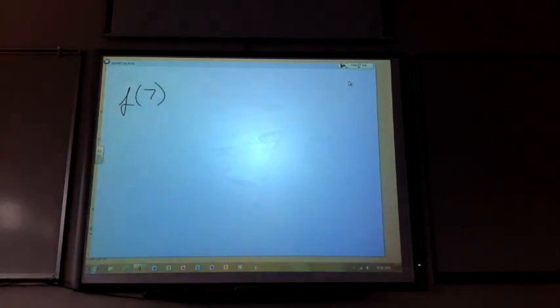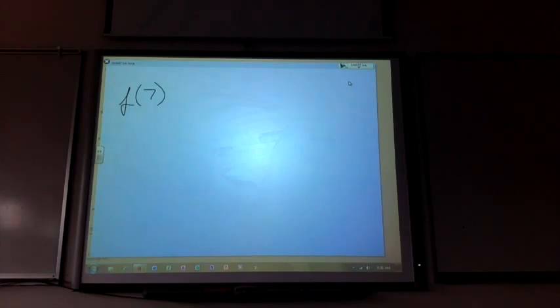Function at 7. In your opinion, what does this mean? What does this mean if I have an equation? What should I do with 7? Can't repeat it. F at 7. Function at 7. What do you think it means, Ben? You can't repeat it. You plug it into something. Where am I going to plug it into?